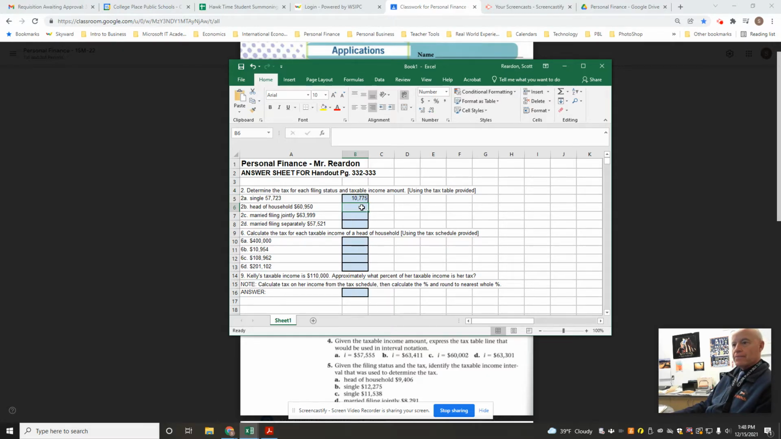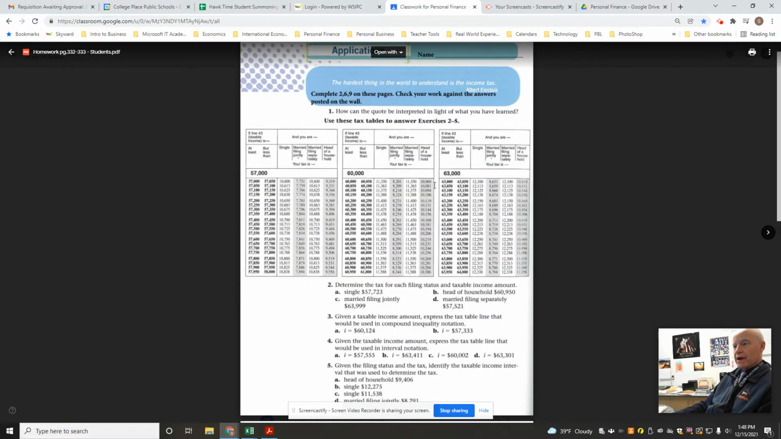All right. Head of household, 60,950. That would be down here, right there at the bottom of the interval, 60,950. Head of household is the last column, 10,306.